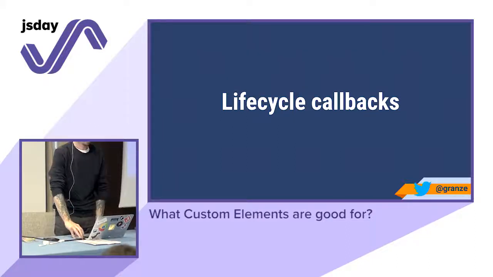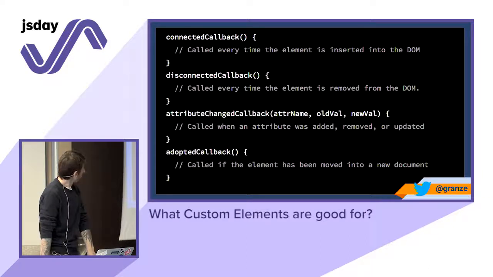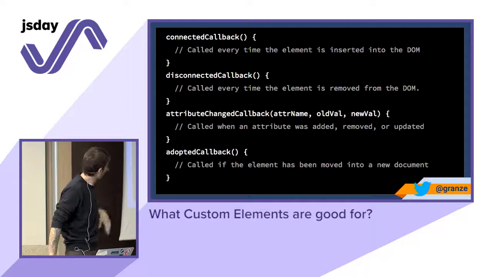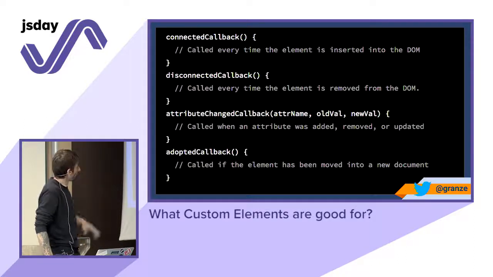Connected callback is a life cycle event, but we have several events built in the custom element. So this probably reminds you of React, it's more or less the same approach. We have the connected callback that is called when the element is actually inserted in the DOM. We have a disconnected callback when you probably want to remove the listeners and stuff like that.